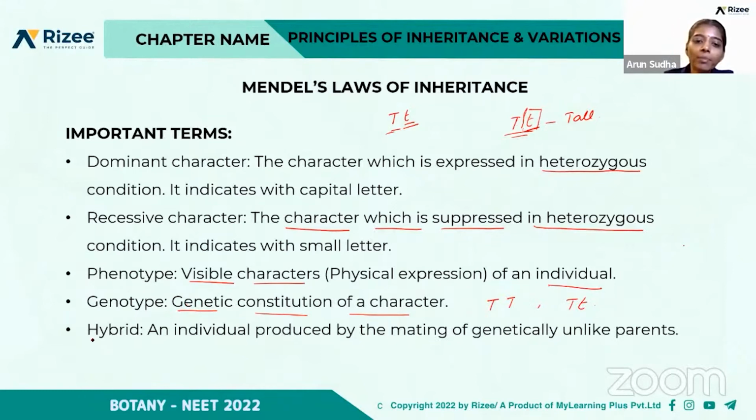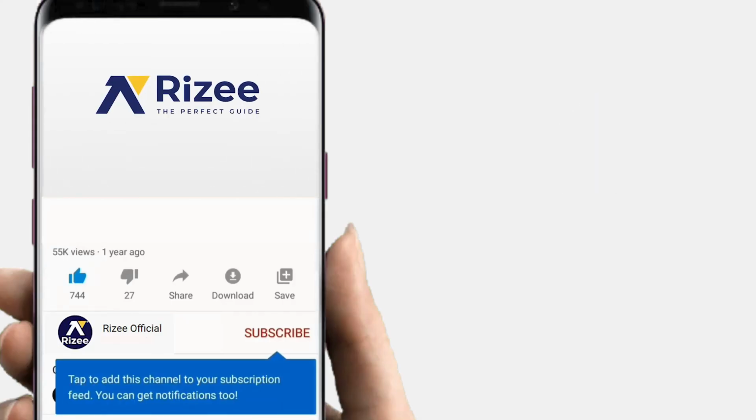And what do you mean by hybrid? A hybrid is an individual which is produced by the mating of genetically unlike parents. So if they mate and produce a hybrid, sometimes the offspring produced will be of higher capacity than the parents. So that is called hybrid vigor. That is, there will be more vigor than the parents, right? So an individual produced by the mating of genetically unlike parents is called the hybrid.